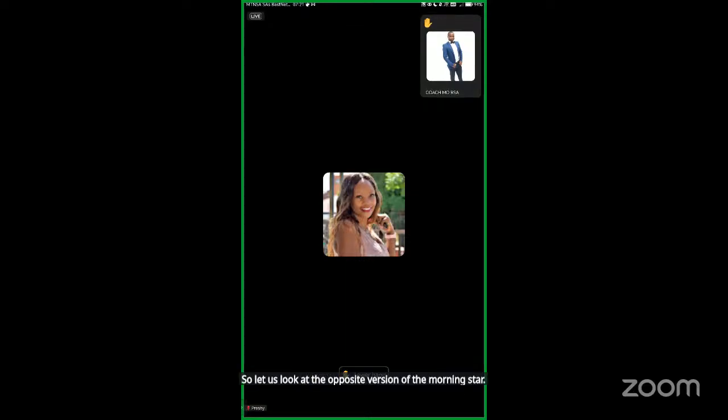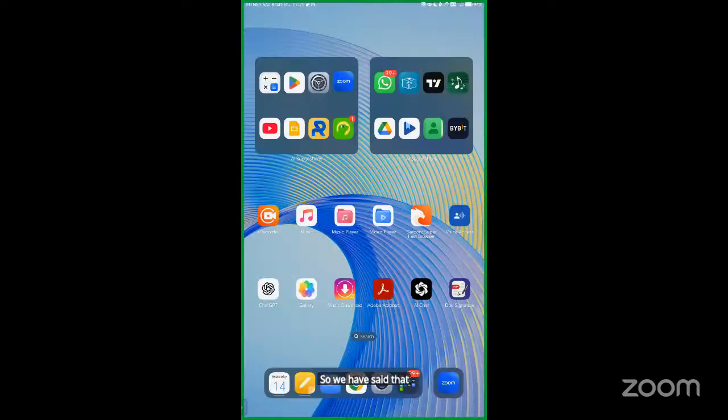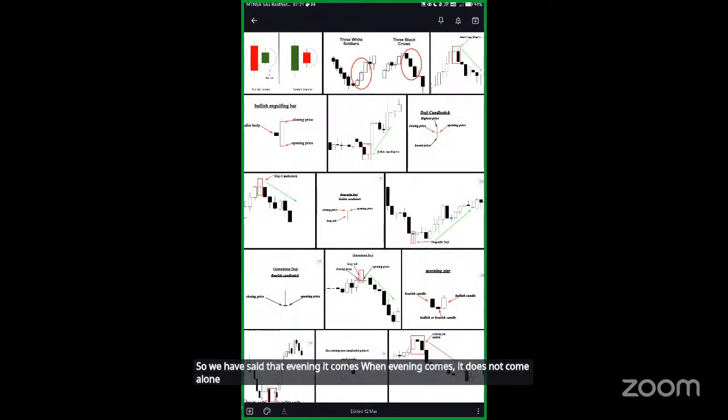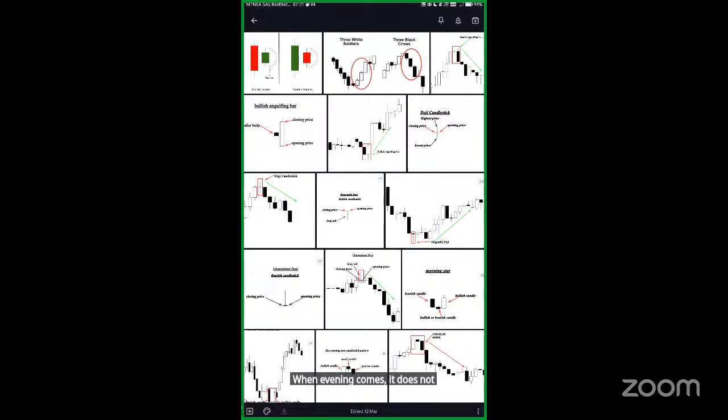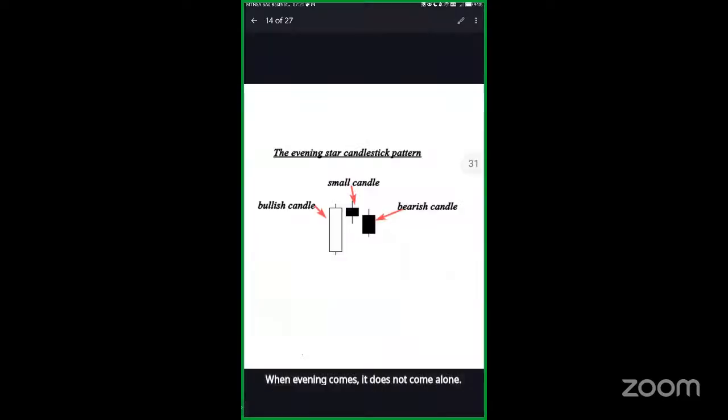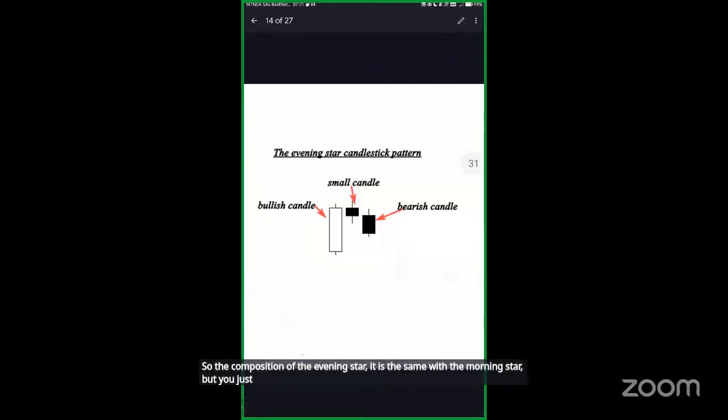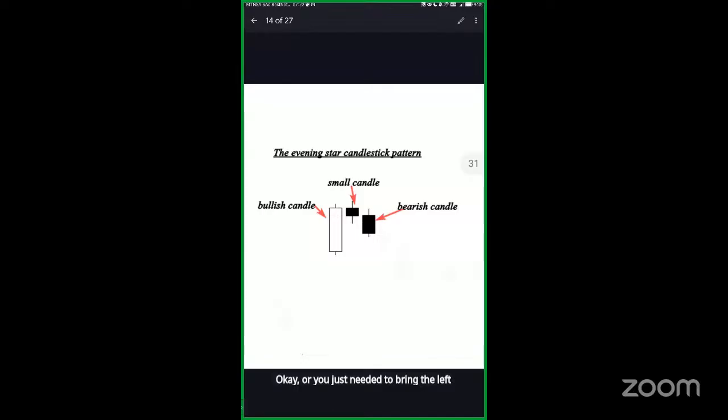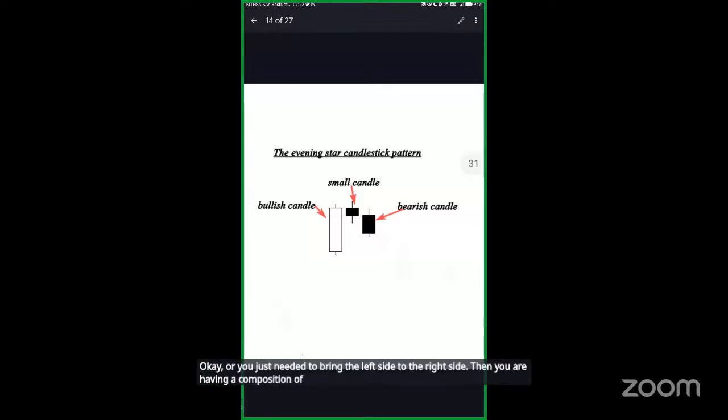So let us look at the opposite version of the morning star. We have said that evening comes. When evening comes, it does not come alone, ladies and gentlemen. It comes with darkness. So the composition of the evening star is the same as the morning star, but you just need to flip it upside down. Or you just need to bring the left side to the right side. Then you have the composition of an evening star type of chart pattern.